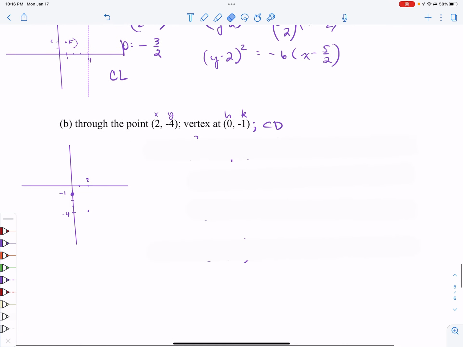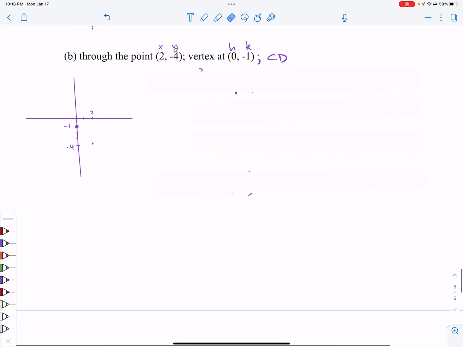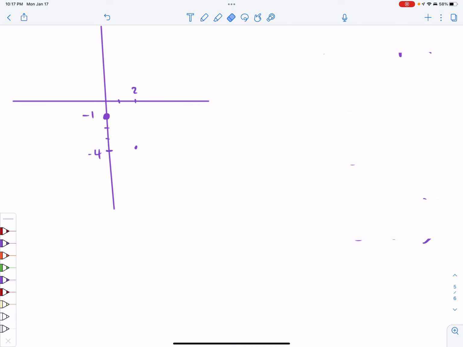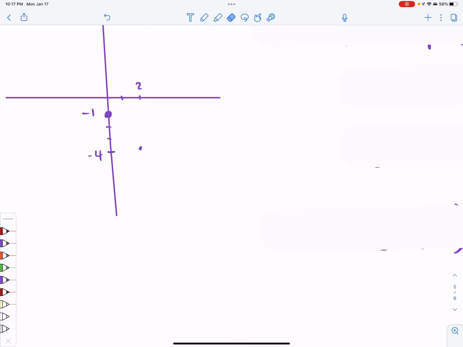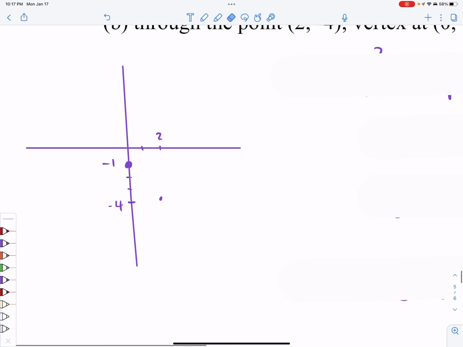All right, looking at part B. Again, I'm writing an equation. This time, my parabola goes through the coordinate (2, -4). I'm going to call that an xy value. And my vertex is at (0, -1). So you'll see that I have drawn all that I can possibly draw. This was my vertex, and this over here was just my xy.